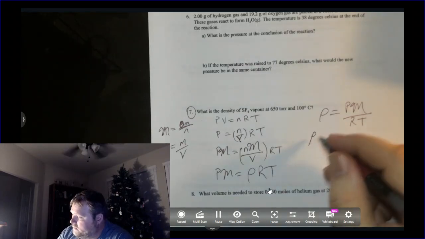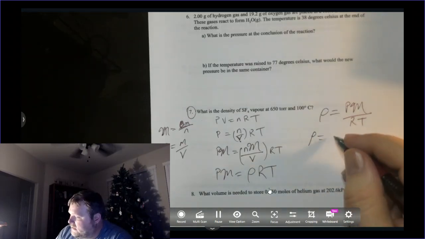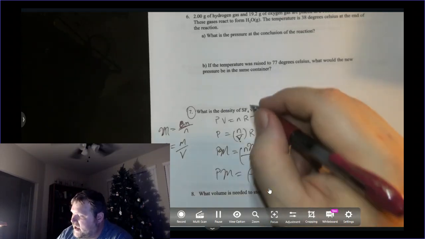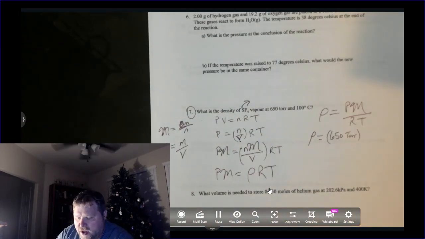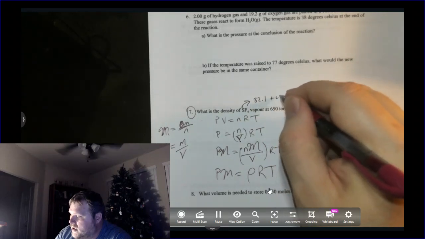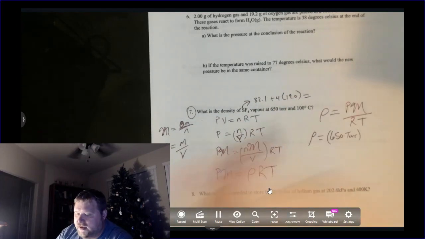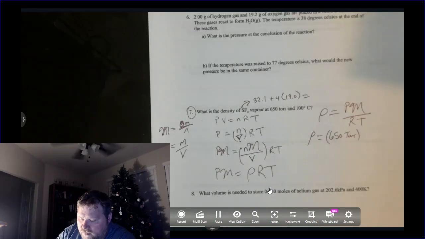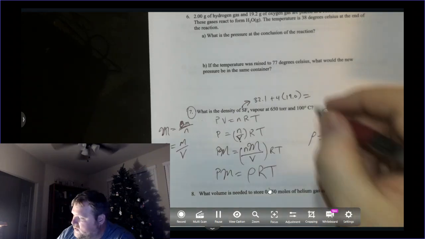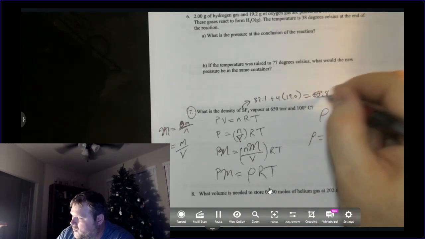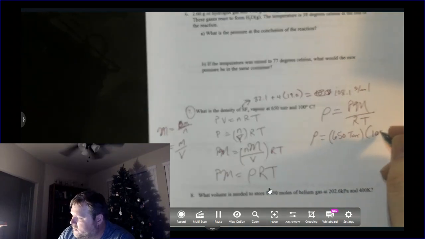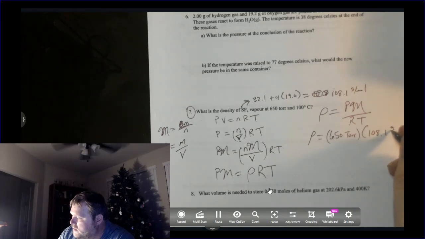Let's see what we got here. Density is, let's see, pressure 650 torr. This is SF4, so we actually need to go to the periodic table and find the molar mass. So sulfur is 32.1 and then fluorine is 19. So we got to add that up real quick. 4 times 19. So that's 108.1, oh boy, 108.1 grams per mole. All right, so that goes here, 108.1 grams per mole.